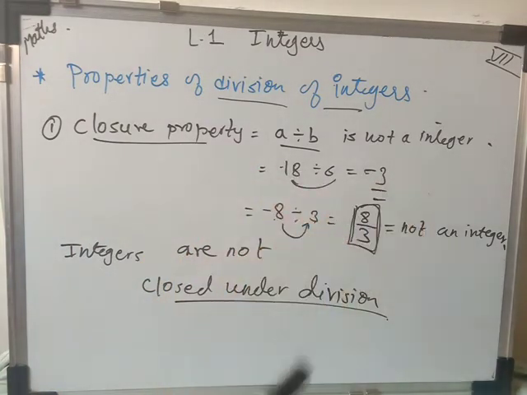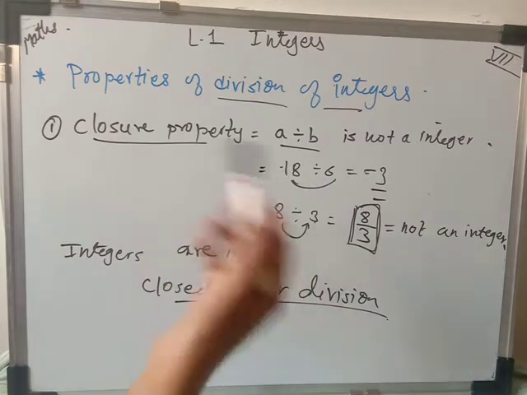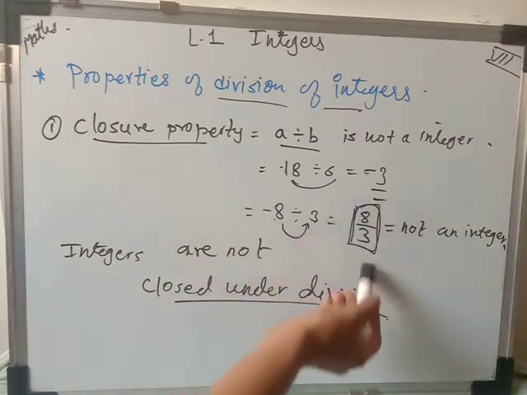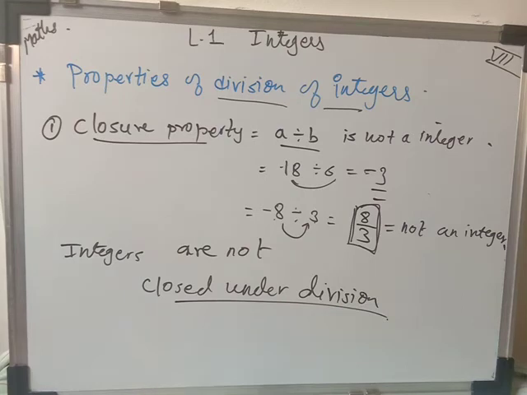Here we get minus 3, but if we are dividing with other integers, we are not getting the answer in integer form, we are getting it in fraction form, and a fraction is not an integer, and that's why we can say integers are not closed under division. So this property is not valid for the division of integers.